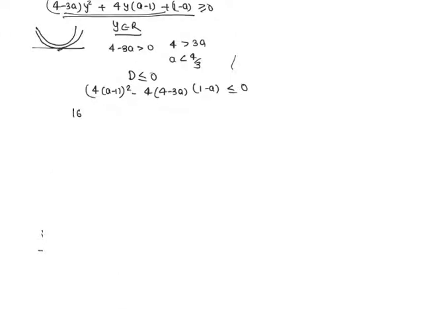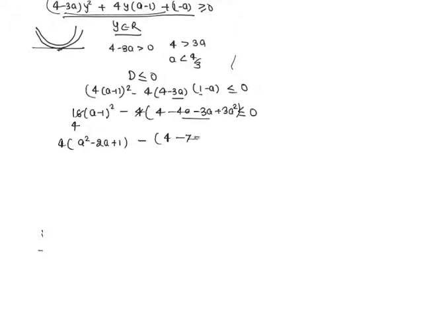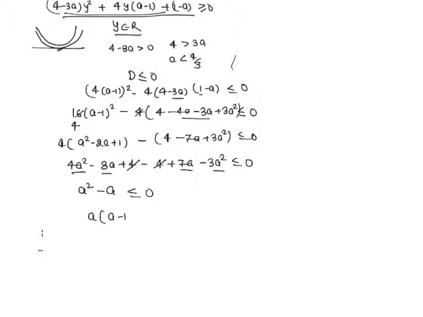Now we simplify this. This is 16 into (a minus 1) whole square minus 4 outside. If I multiply, 4 into 1 is 4, 4 minus a minus 4a minus 3 into (1 minus 3a) plus 3a square should be less than or equal to 0. So 4a square minus 8a plus 4 minus 4 plus 7a minus 3a square should be less than or equal to 0. Simplifying, we get a square minus 8a plus 7a, that is minus a, and 4 minus 4 gets cancelled. So a into (a minus 1) should be less than or equal to 0.